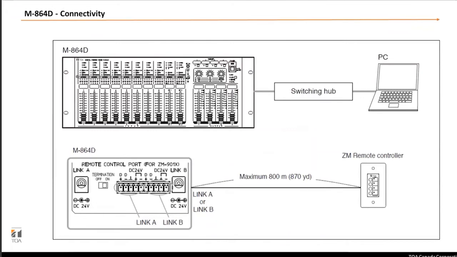So again, we see typically how the PC will connect to our mixer. So from the switching hub, you'll reach out to the M-864D. And the ZM remote controller will connect to the Phoenix connector on the identified here link. So we have 2 links for 2 sets of controller, and we have a maximum of 16 controllers that we can be using with the M-864D.